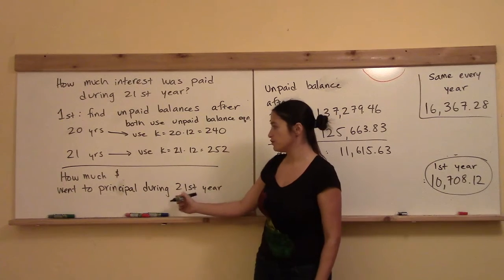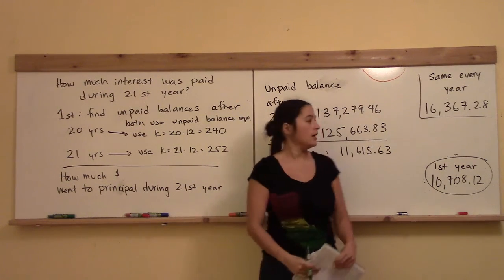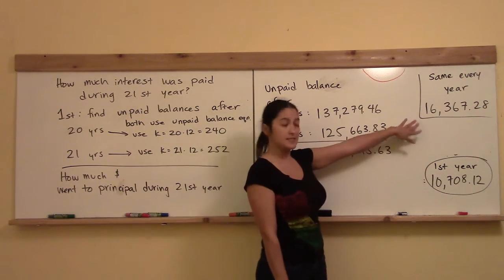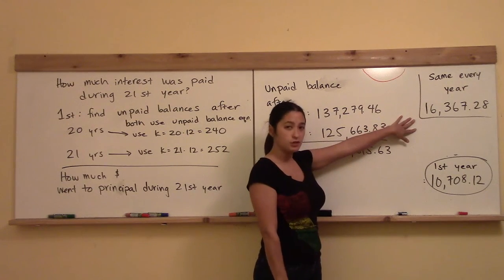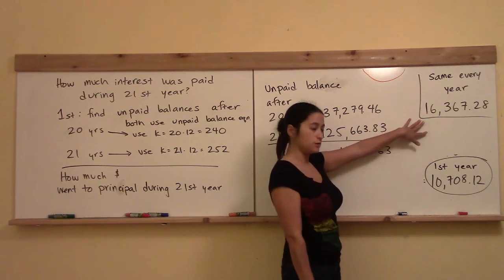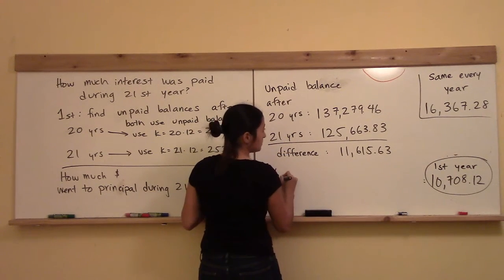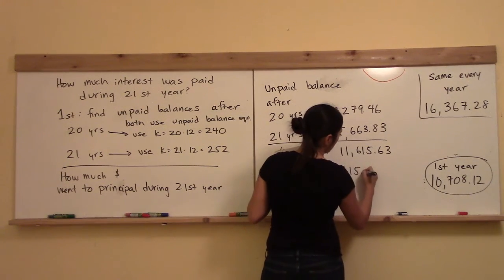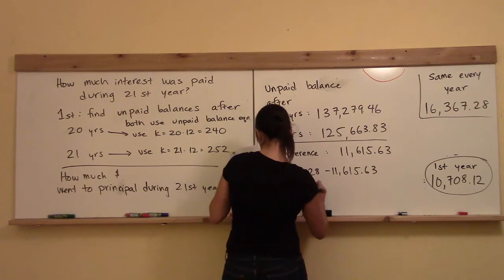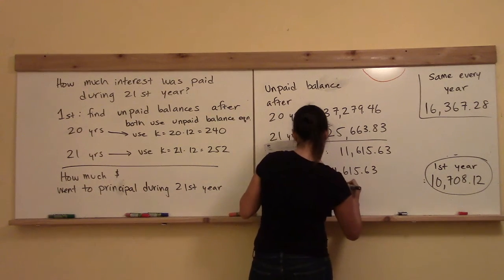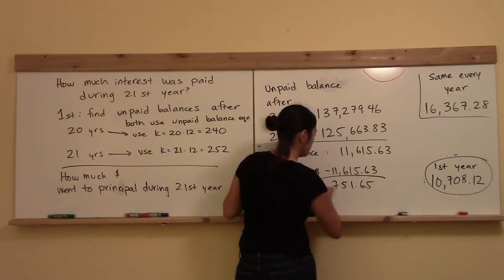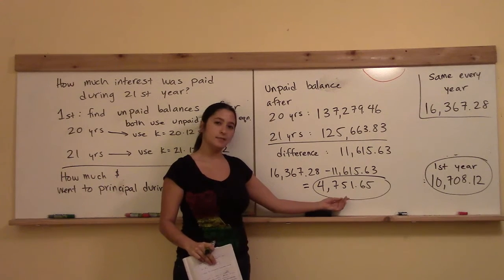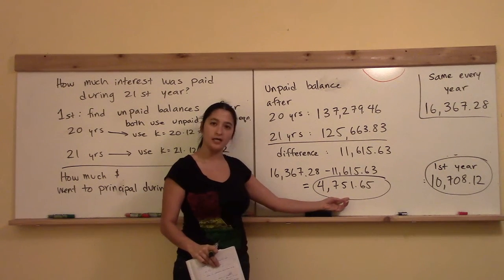Okay, already you might be starting to see that there's a difference here, because this difference represents how much money went to the principal during the 21st year. And you can see that during the 21st year, over $11,000 went toward the principal. This is the same every year. She's going to pay the same monthly charge 12 times a year, every single one of those 30 years. And so when we take the amount that she's paid in, and this time subtract this large amount that went towards principal, we're going to see that the amount that goes toward interest is $4,751.65.